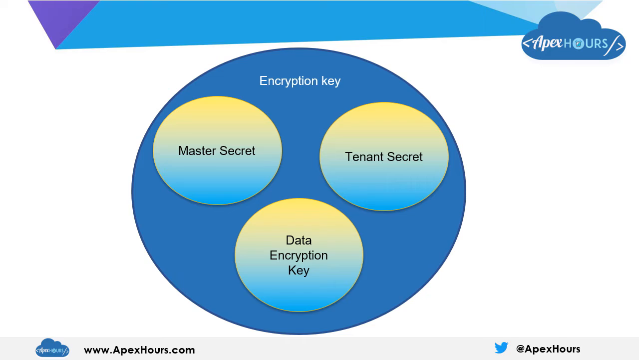Next is a tenant secret, which is managed by the customer and can be rotated once per day in production. This is stored in the DB. Both of these secrets together are used to derive the data encryption key. This is stored in cache.